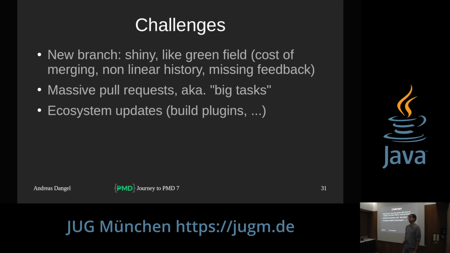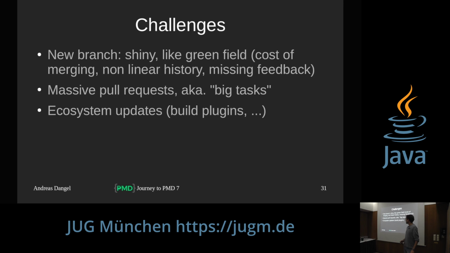We had some massive pull requests. That's one thing. Sometimes if you change one thing, like a central API, you need to adjust every module. We have 22 languages. If you change something there, you need to change all the users of this API.